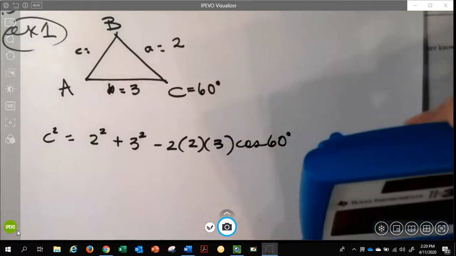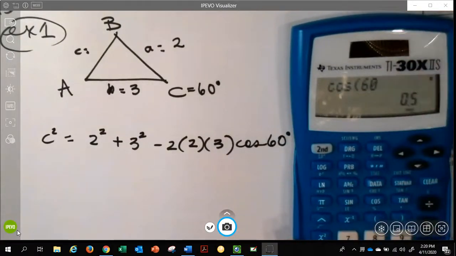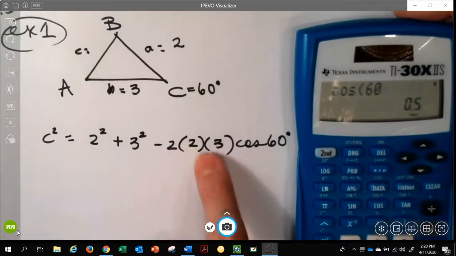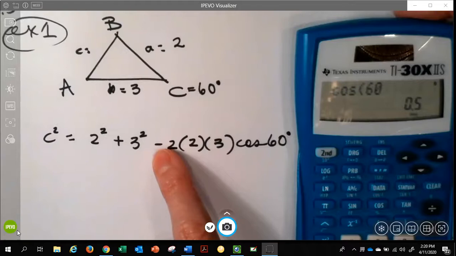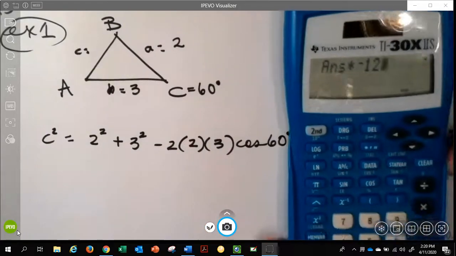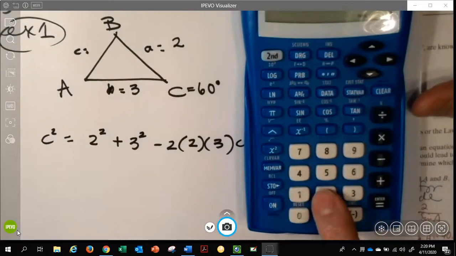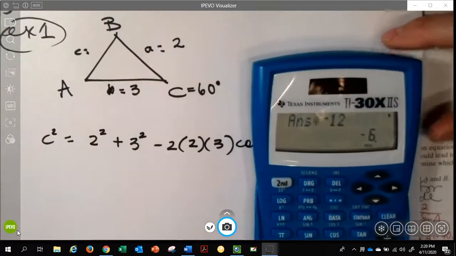Now I'm going to double check that I'm in degrees, because I've been playing around with different stuff this morning, and I am in degrees. So I have the cosine of 60. I like to go backwards, and I'm going to multiply it times 3 times 2 times 2. Actually, 3 times 2 times 2 is 12, and it's a negative 12. So I'm going to multiply it times a negative 12. Enter. And I've got a negative 6 on my screen.